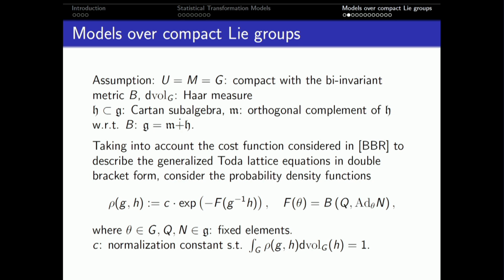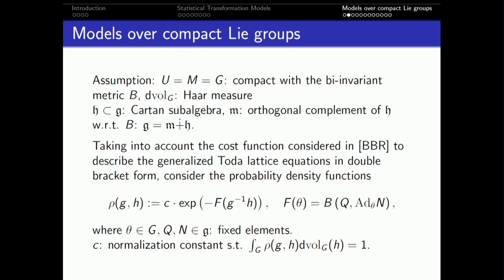And for that, of course, we have to have an objective function to have the gradient flow. And for them, the objective function is this one. It comes from the choice of two points, Q and N, in the Lie algebra. They measure the inner product between Q and the adjoint transformation of N with respect to any point theta in the Lie group.